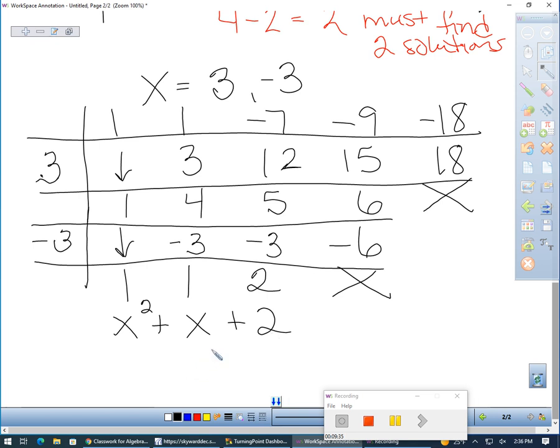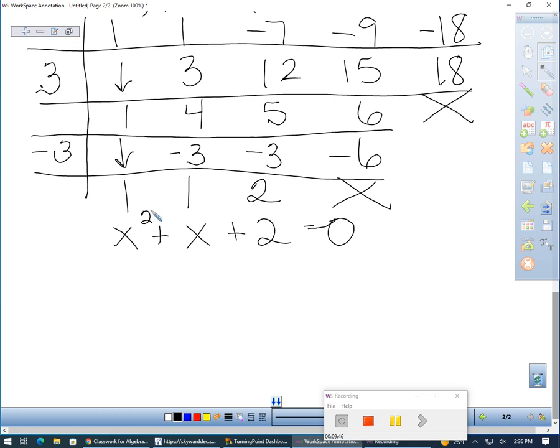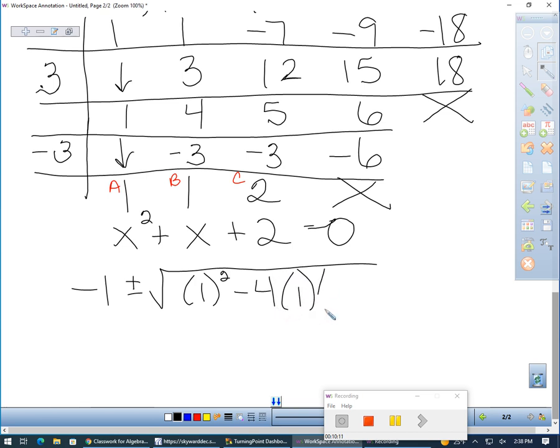Now we have to solve that quadratic. Okay? So we can do it by the quadratic formula, right? And if you look in our synthetic, we actually already have those broken up. This is our A, this is our B, and this is our C, right? All right, so here we go in our quadratic. We have negative b, or in this case, negative 1, plus and minus the square root of b squared minus 4 times a, which is 1, times c, which is 2, all over 2 times a.